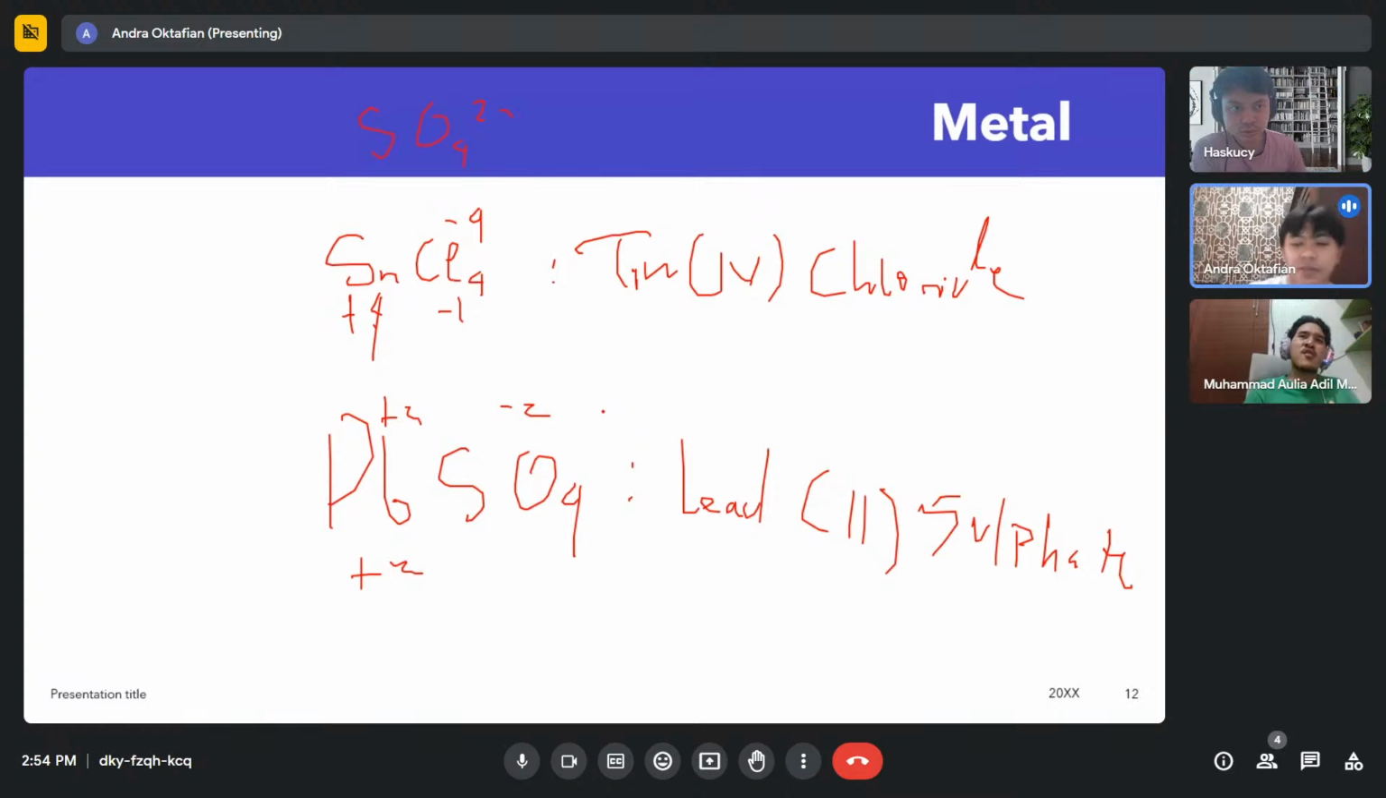Yeah, it is because of oxidation states that we should name it that way. So tin(IV) means it has an oxidation state of four for the tin in the compound.